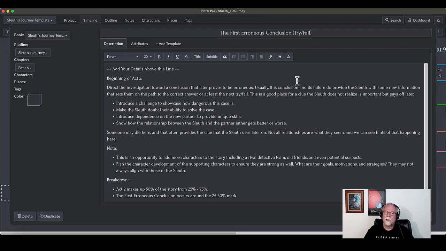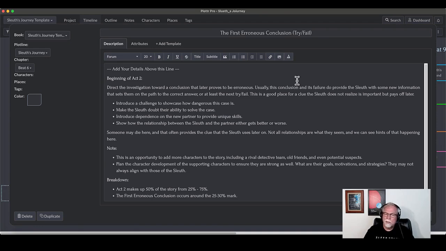Okay. In some cases, someone can die here. And that often provides a clue that the sleuth uses later on. There could be another murder, or other relationships can be not what they seem, or a relationship can die and end, and that's another way that you can use this as well. Note that this is an opportunity to add more characters to the story, including a rival detective team, old friends, even potential suspects, whatever the case may be. If you're going to add additional suspects and characters, it really needs to happen here at this point, no later than here.